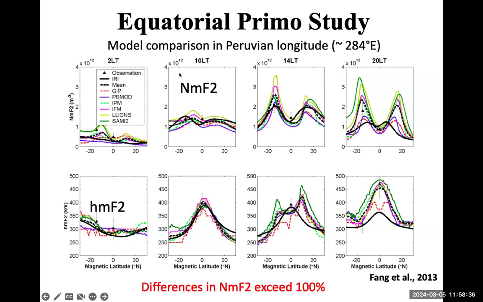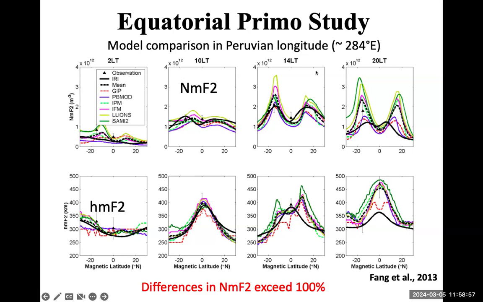This is for all physics-based ionosphere models. Well, there's the IRI also in there just for comparison. But the physics-based models, even though running for the same condition with the same drivers, exhibit large variations.